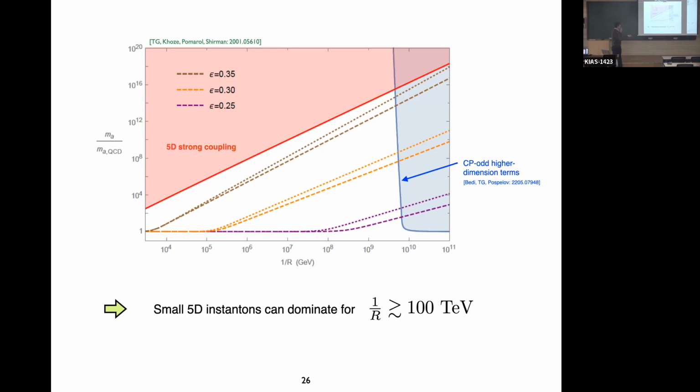There's also an upper limit here. This is some work that I was doing with my student and Maxime Pospelov, where we imagine that there are other sources of CP violation in the UV, and that puts an upper limit on how far you can enhance the axion mass. But at the end of the day, the conclusion is that the small 5D instantons can dominate if you put an extra dimension above 100 TeV.